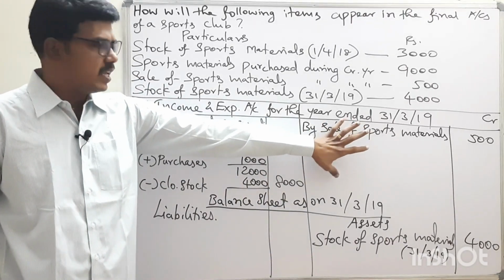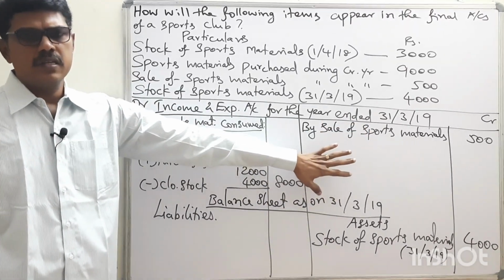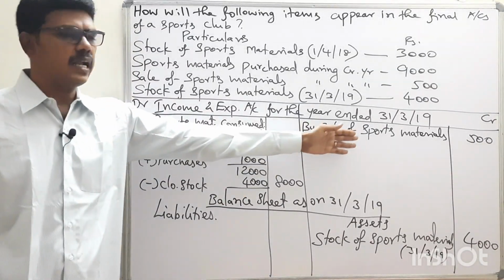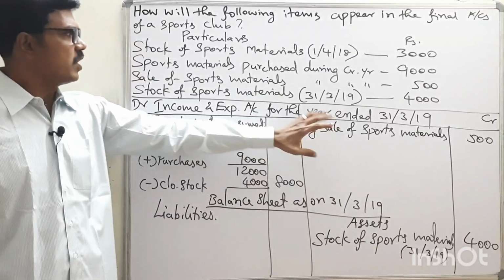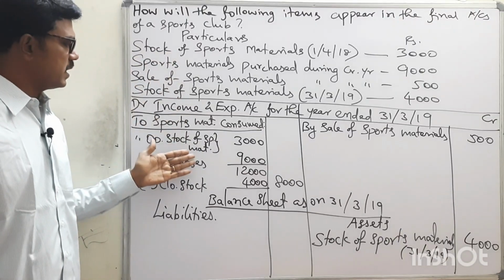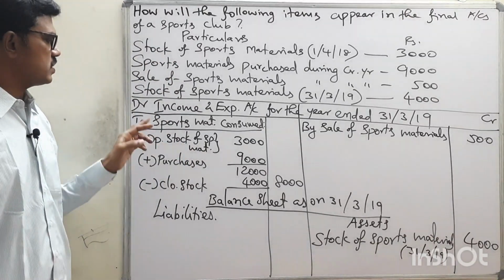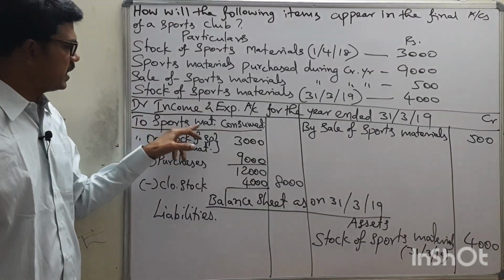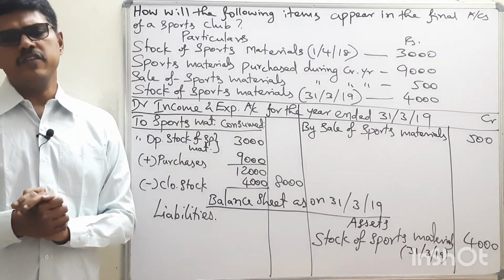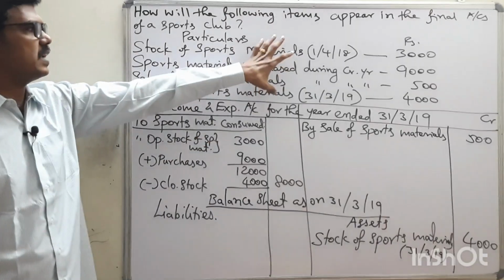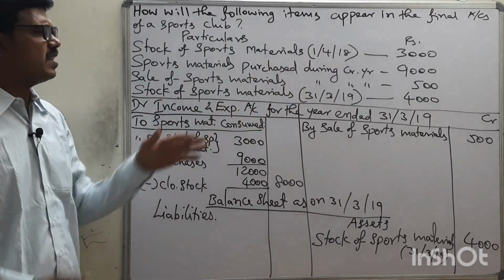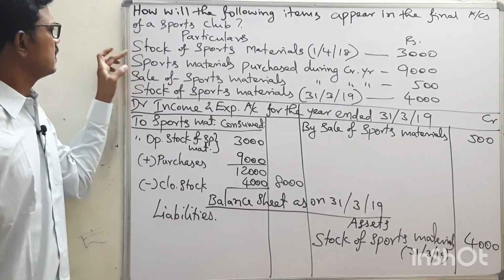Whereas here we should record all the incomes. This account follows the nominal account rule: debit all expenses and losses, credit all incomes and gains. From there we should see what particulars must be shown under the expenditure side. First we should write sports material consumed, the value of sports material used or consumed during that year. It is not directly given in the problem. We should calculate it by adjusting the values, by adding or subtracting.